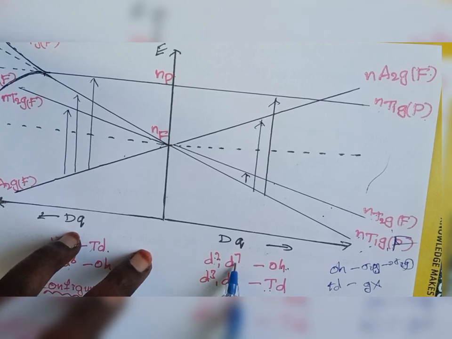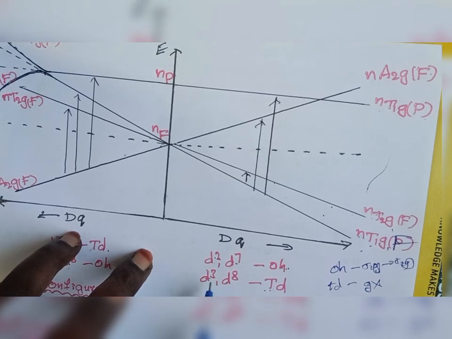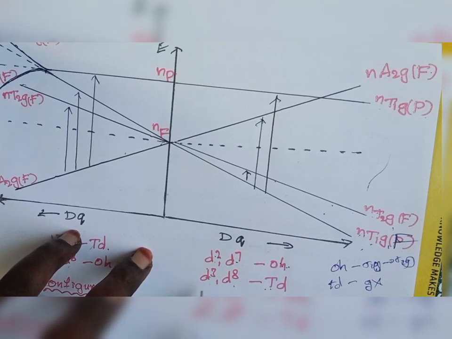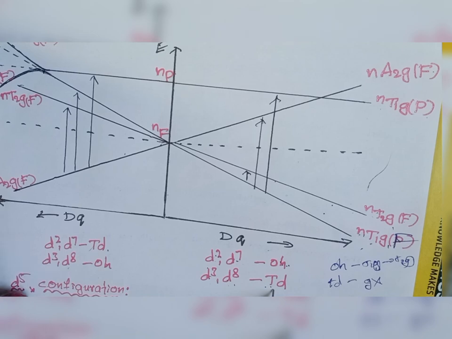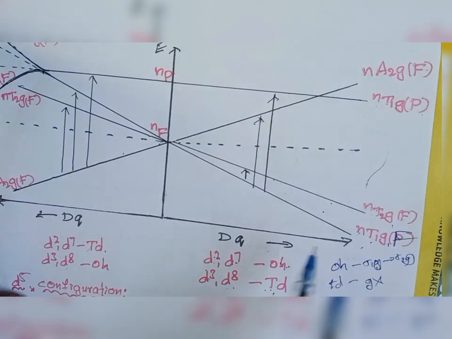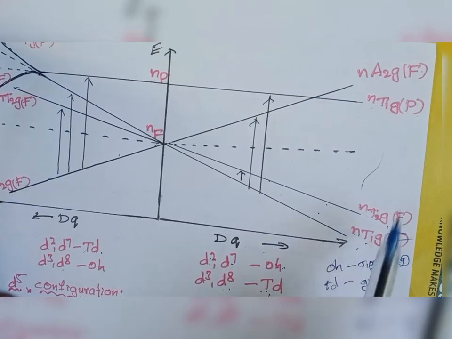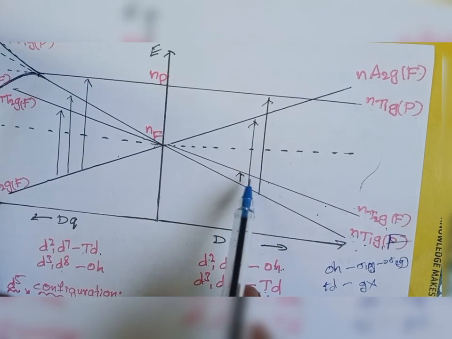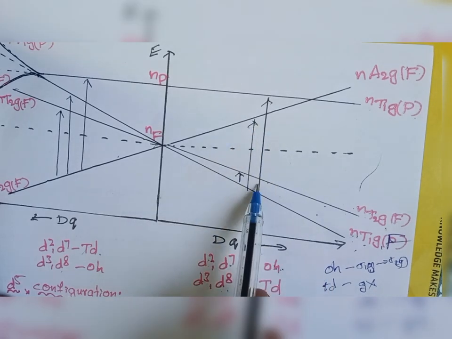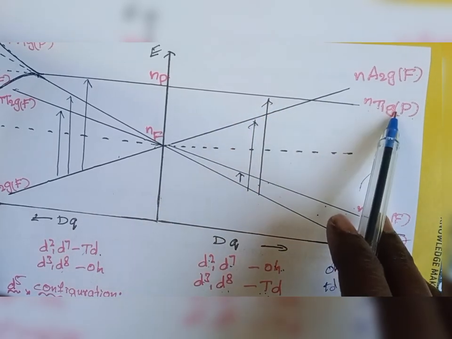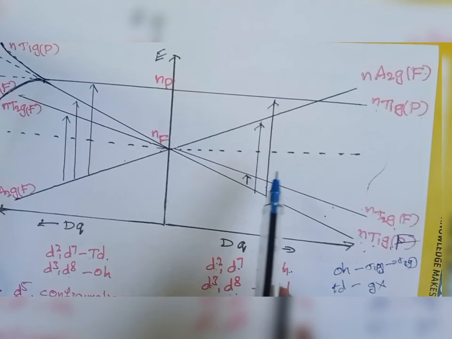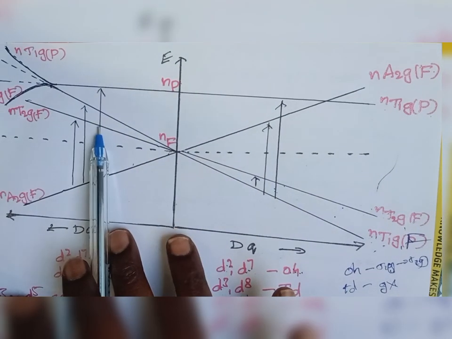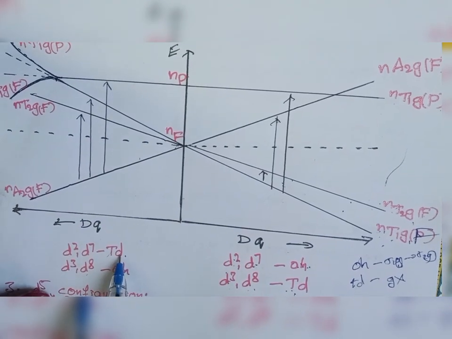The hole-reverse configurations of d2, d7 are d3, d8. If it is the d2, d7 octahedral diagram, then it is the d3, d8 tetrahedral diagram, right? The possible transitions are nT1g(F) to nT2g(F), nT1g(F) to nA2g(F), and nT1g(F) to nT1g(P). Three transitions will occur.